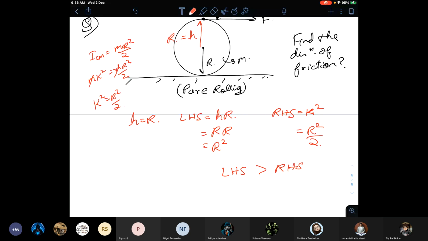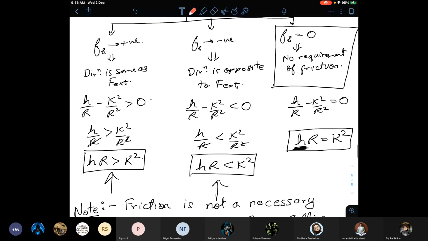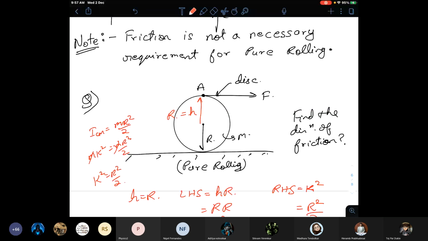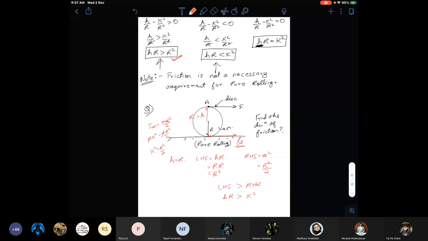The left hand side is greater than RHS. That means hr is greater than k square. If you see this table, hr greater than k square is the criteria for the first case. Hence, without any doubt, I can say that the friction acting at the contact surface will be in the same direction as that of the external force, that is on the right hand side. In this manner, questions are asked about friction on a horizontal surface. What is the direction of friction on the horizontal surface?